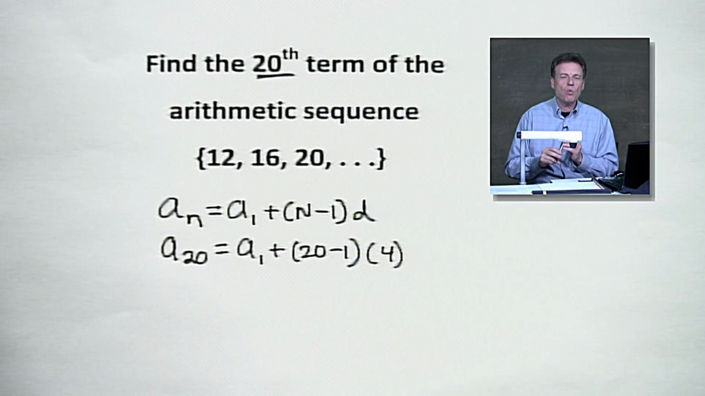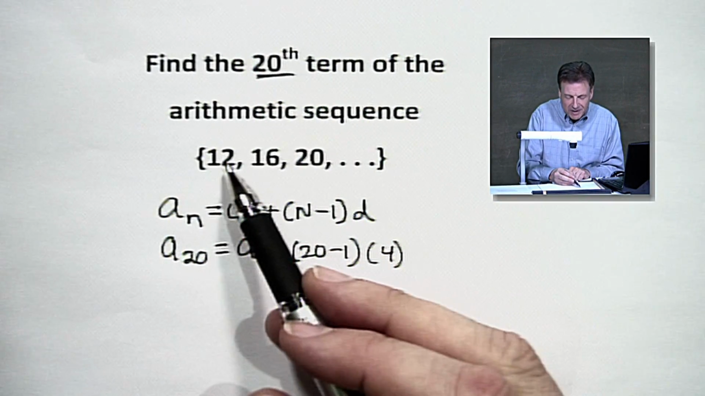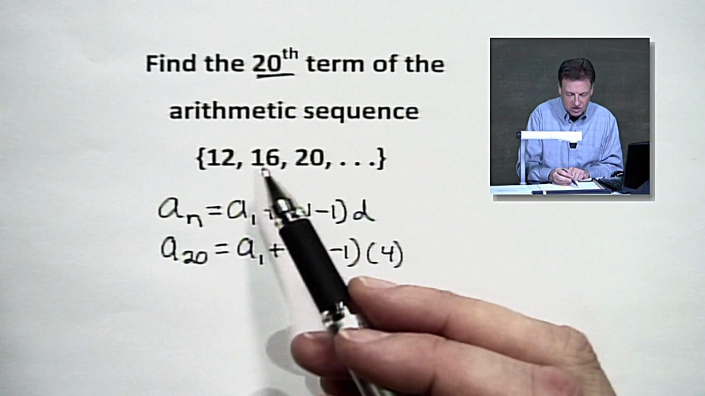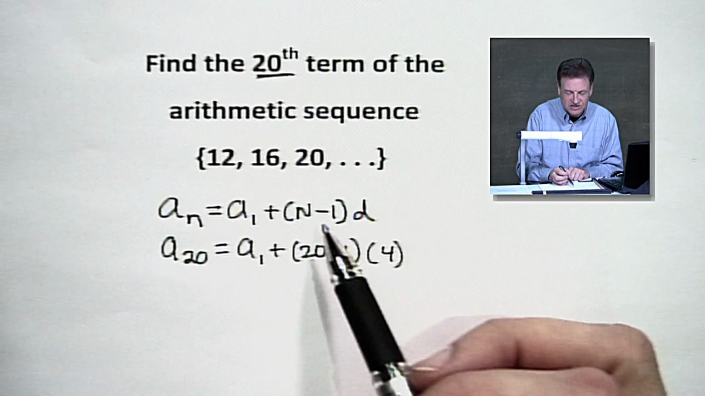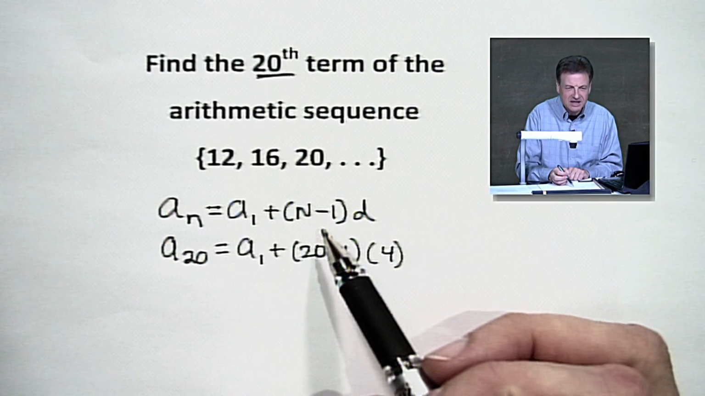Now some people wonder, why do you put that n minus 1 there? Because you're moving past the 12. So in other words, you're going to add 19 more of the common difference, and that's why we put n minus 1. You don't include that first one. That's why there's an n minus 1 there.